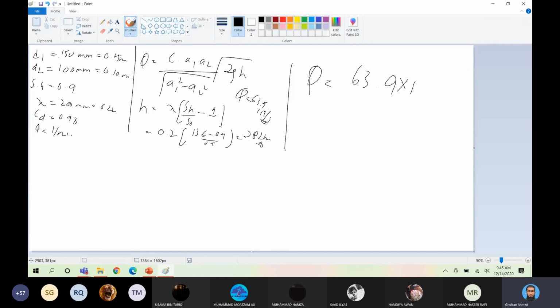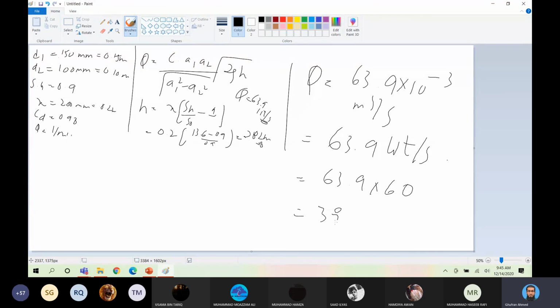फाइनल आंसर Q का क्या है? 63.9 टाइम्स 10⁻³ मीटर क्यूब पर सेकेंड। इसको आप कन्वर्ट कर लें 63.9 लीटर्स पर सेकेंड। 60 से मल्टीप्लाई करेंगे, 63.9 टाइम्स 60 इक्वल टू 3834 liters per minute. Okay.